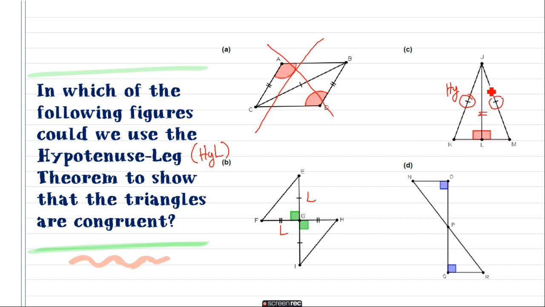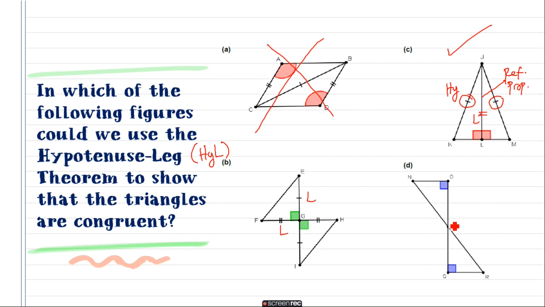So, why do we say that these legs are congruent? Because the two triangles share the same side, or by the reflexive property. So this actually represents the HYL. Check. But for letter D, let's look at letter D.